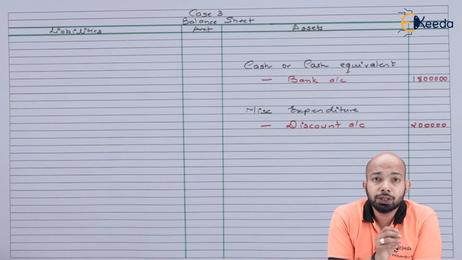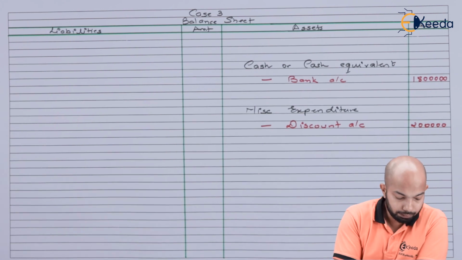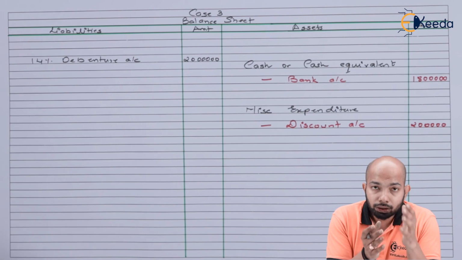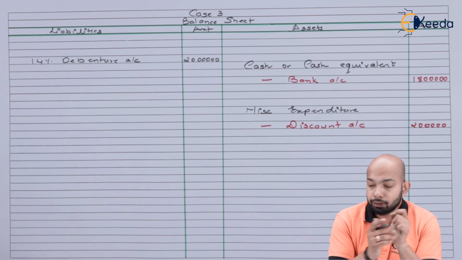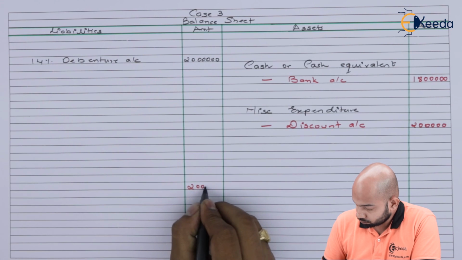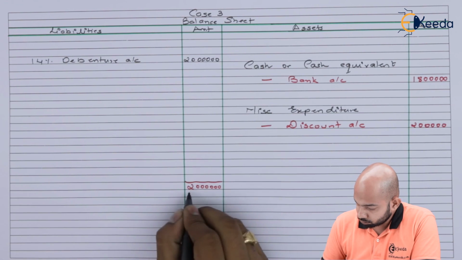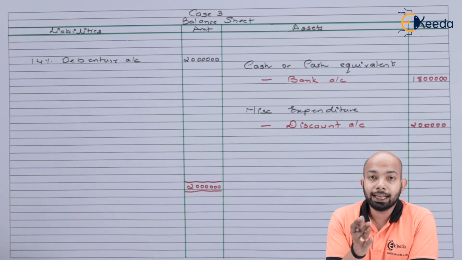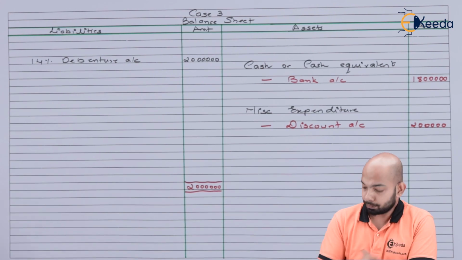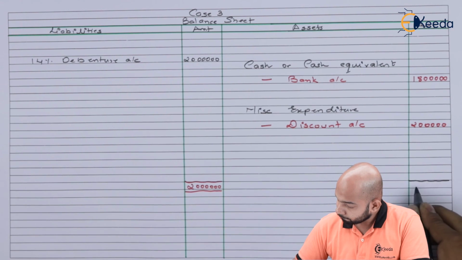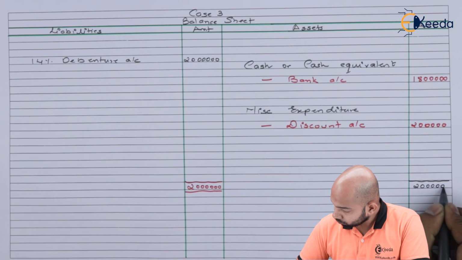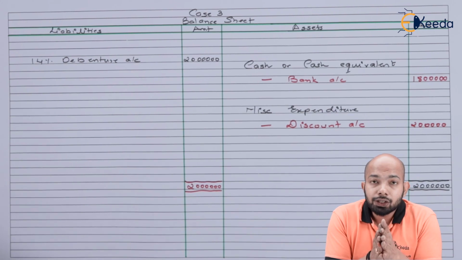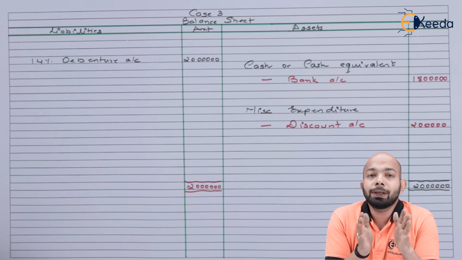Now the next part that we have to mention is the 14% debenture balance. That gives you a total of 20 lakh. Now it's time to mention the balance sheet total. On the liability side, we have a total of 20 lakh here. Similarly, on the asset side, we have 18 lakh plus 2 lakh, which gives you a total of 20 lakh. So with this, we have finalized the balance sheet for case 3 as well. And with this, we complete our illustration.